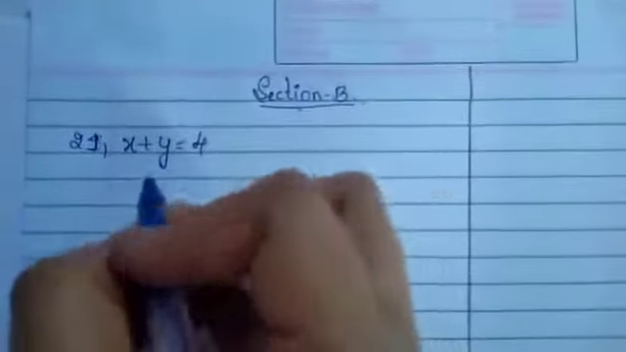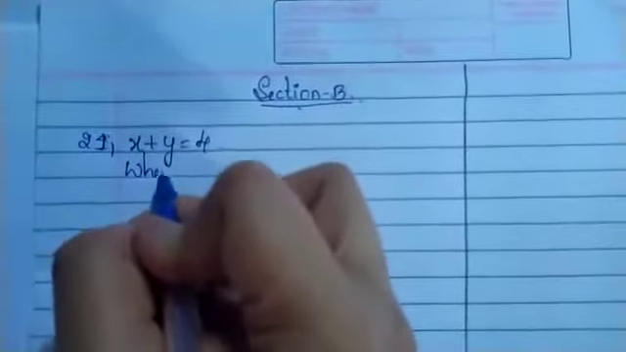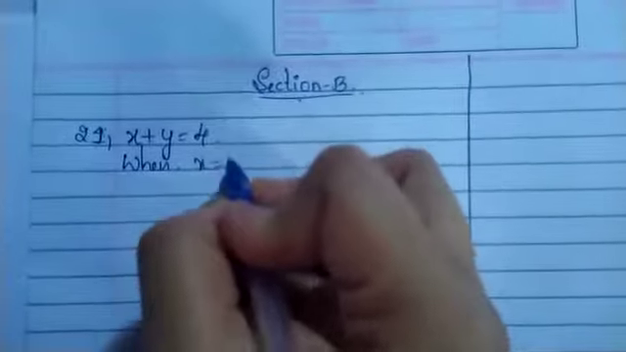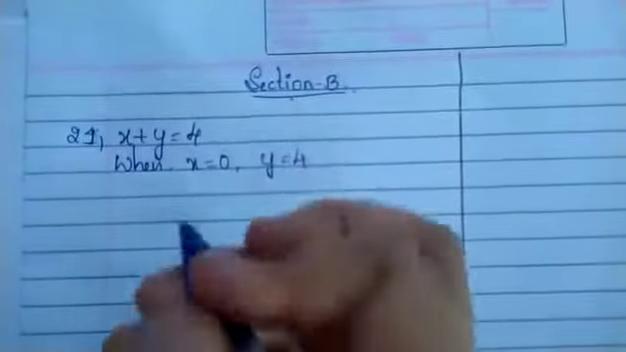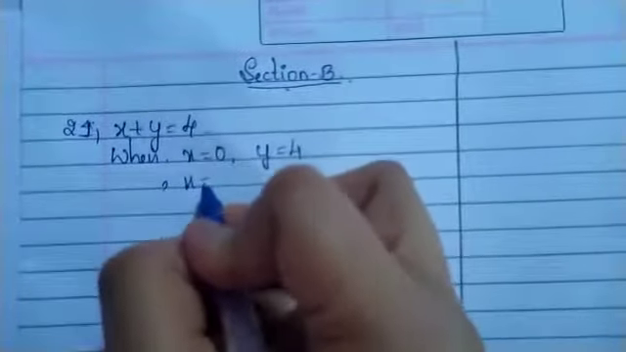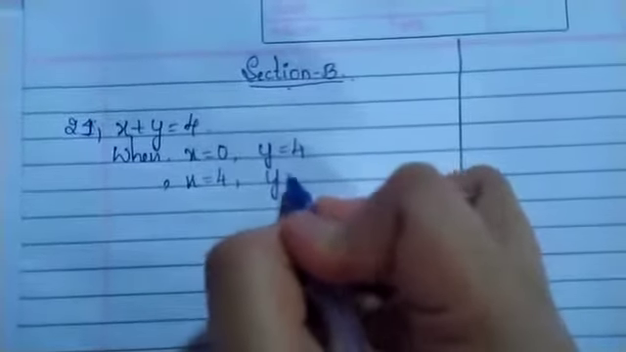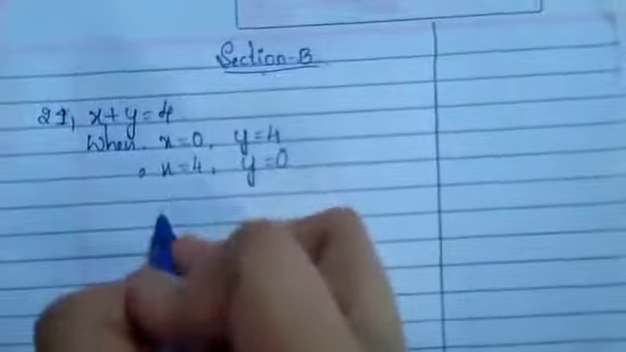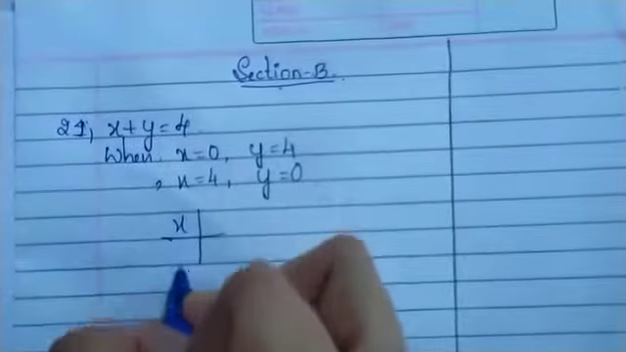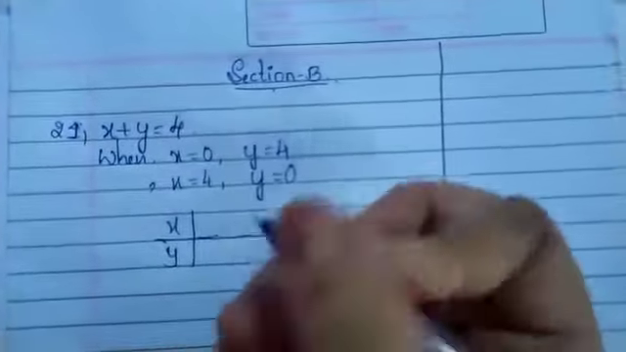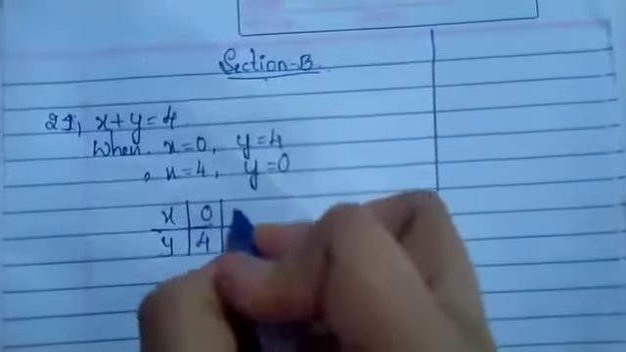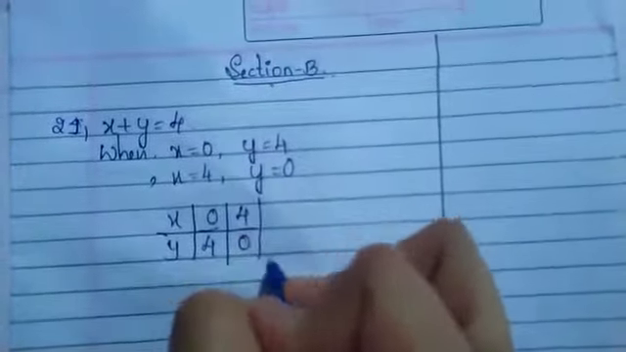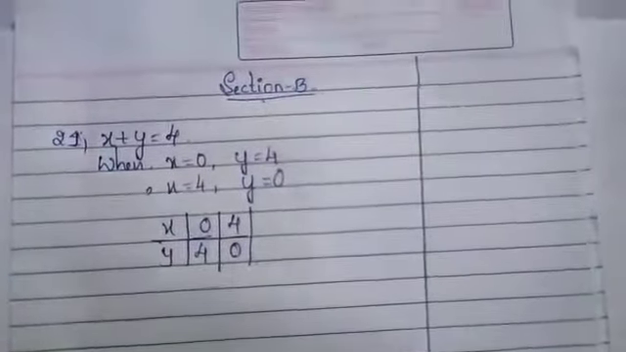The format you have already known. When x equals 0, what is the y value you will get? 4. You have to find out 2 solutions here. When x equals 4, what is the y value? I'll get 0. At last, this is very important in a graph: you have to make a column. When x equals 0, y equals 4. When x equals 4, y equals 0. In accordance with that, you have to draw a graph here.